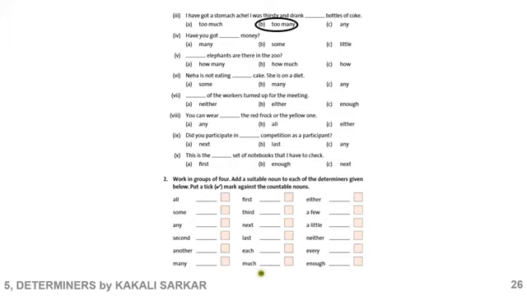Have you got dash money? Many money, some money, little money. But we will use some money because money is an uncountable noun. Dash elephants are there in the zoo. How many elephants are there in the zoo? How many? Many, because elephants are a countable noun.